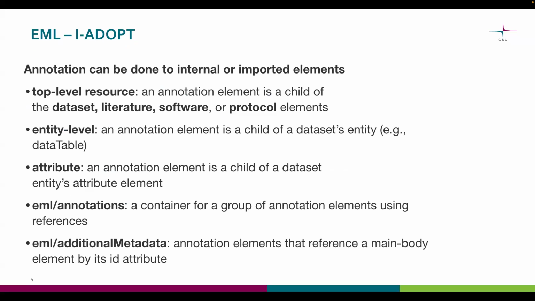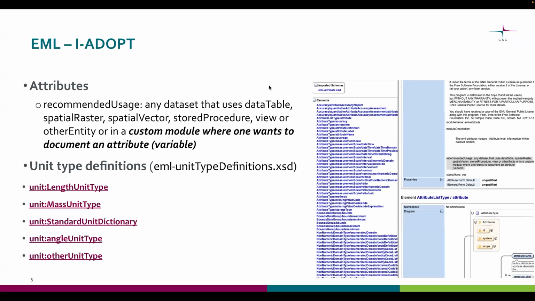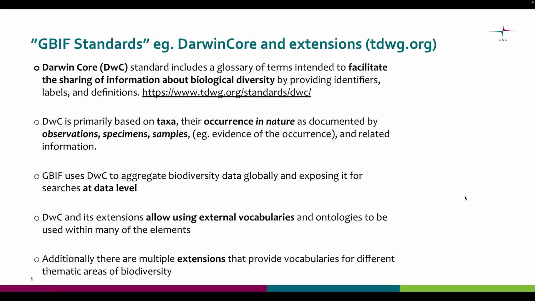So the EML annotation can be done to internal or imported elements, and there are several hierarchy levels because it is an XML schema, so it is very hierarchic. But there were some suggestions of those entities that can have attributes and variables in them. And then here they had these unit type definitions. And in the picture, you can see a list of attributes that could be potentially usable and expressible and mappable to I-ADOPT, but it's very, very extensive. So help would be needed and appreciated.